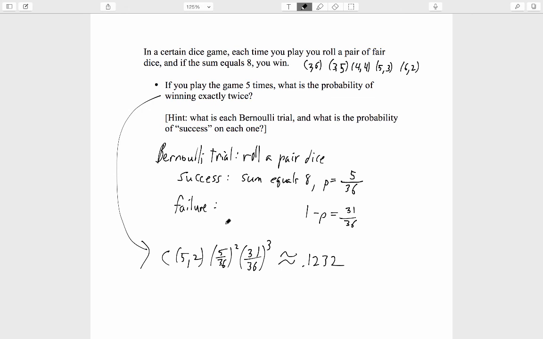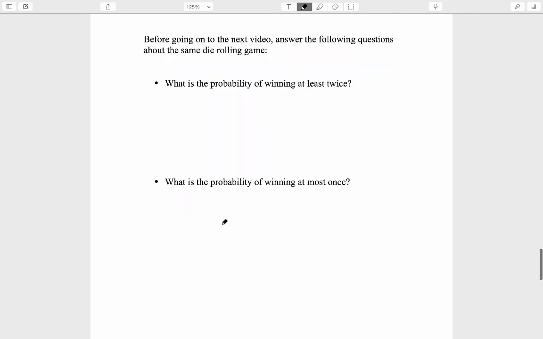That's not so unlikely. Before going on to the next video, answer the following questions about the same die rolling game, where you roll a pair of dice 5 times. On each roll, either the sum equals 8 or the sum doesn't equal 8. And if the sum does equal 8, then that roll was a win. What is the probability of winning at least twice? And what is the probability of winning at most once?